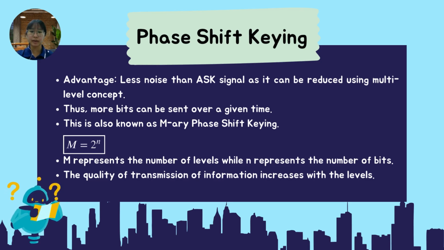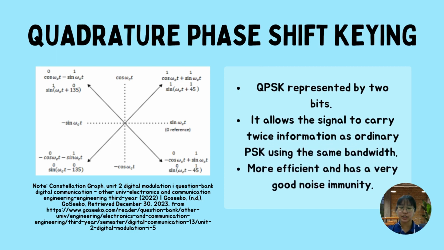From the equation M equals 2 to the power of n, M represents the number of levels while n represents the number of bits. The quality of transmission of information increases with the number of levels. For example, quadrature phase shift keying, which is represented by 2 bits, allows the signal to carry twice the information of ordinary PSK using the same bandwidth. It is more efficient and has very good noise immunity.